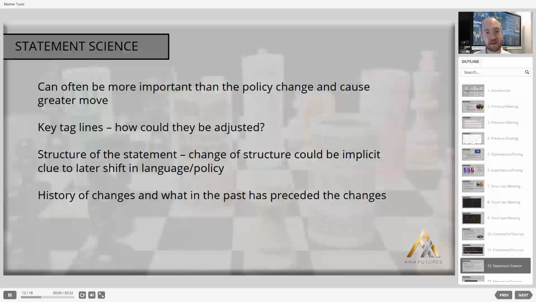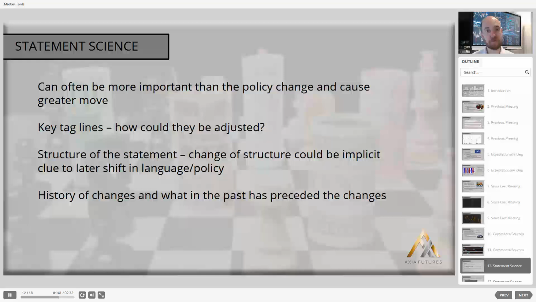There will be key taglines. You've got to be thinking about how these can be adjusted. Now this is where it is more science: you've got to start planning forward how these things could be adjusted very specifically to imply something new coming out. The structure of the statement could change, and this is almost an element of tone. This is where we start deviating from science and more towards art. If the statement begins with a certain tone, starts in a certain way, this can give you a clue that perhaps we're going to see a bit of change. Perhaps a more downbeat tone could imply continued stimulus, and a more upbeat one, perhaps a more contractionary policy going forward.